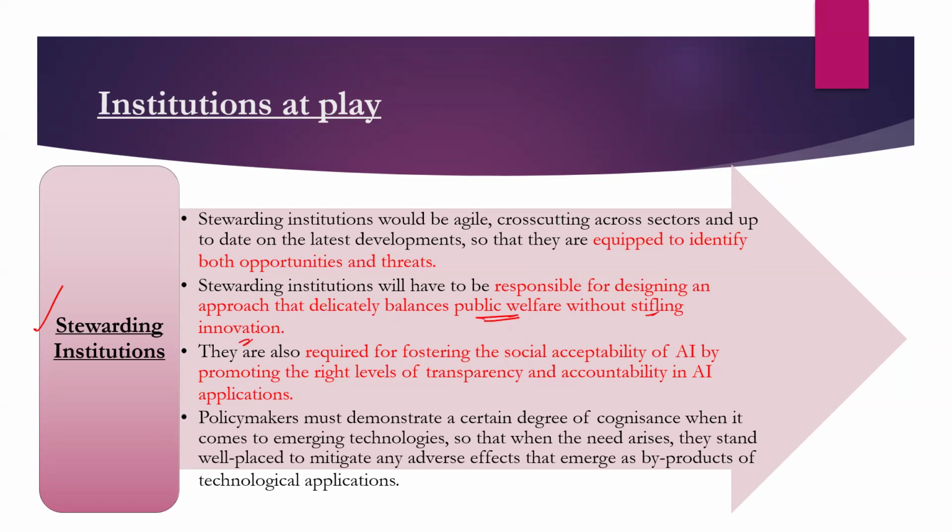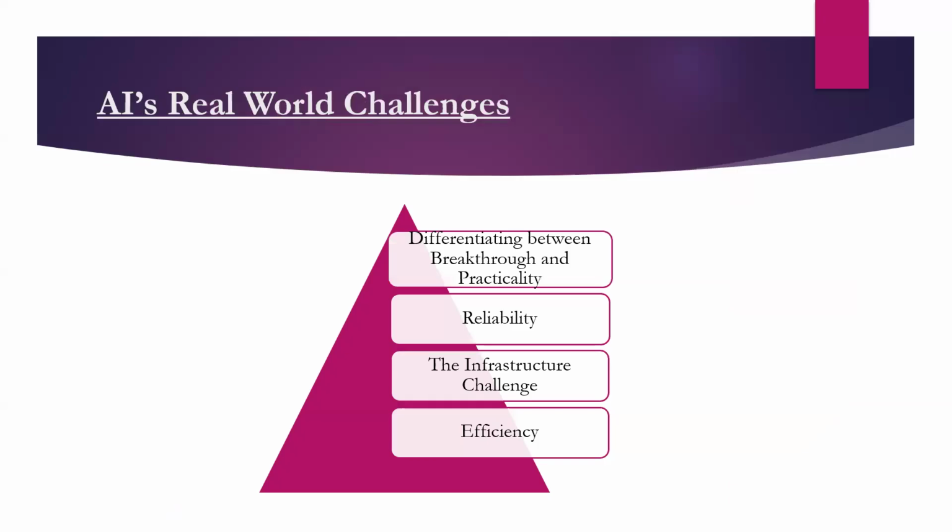Okay, for example, the crypto space is there. Instead of directly banning such an innovation, stewarding institutions will ensure that it is regulated in such a manner that the positive aspects of it come into play. Okay, so that is the role of stewarding institutions, and this is what the economic survey says we should focus on. Fine. All right. So here the aim of a stewarding institution is to foster the social acceptability of AI and promote the right levels of transparency and accountability in AI applications. Fine. Okay. Now coming to the next one.